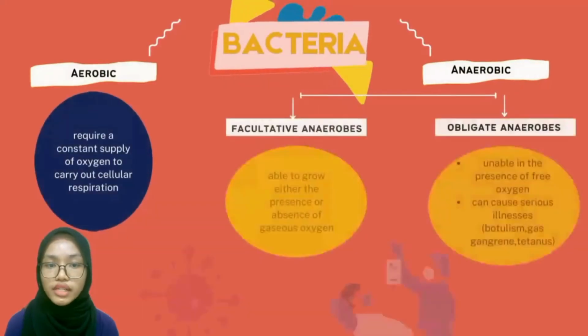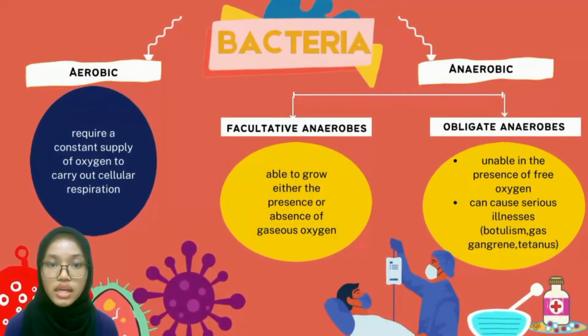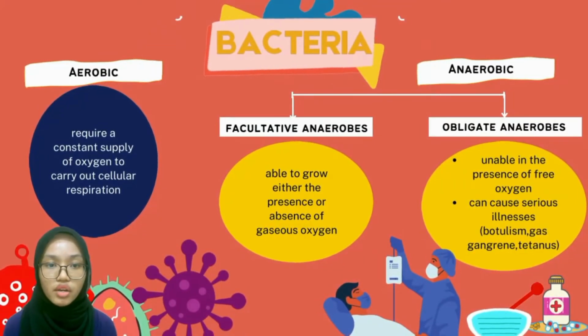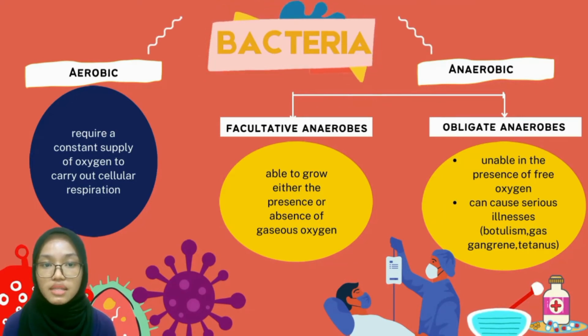There are two ways of respiration that are carried out by bacteria, which are aerobic respiration and anaerobic respiration. For aerobic respiration, bacteria require a constant supply of oxygen to carry out cellular respiration. It is a biological process in which food glucose is converted into energy in the presence of oxygen.